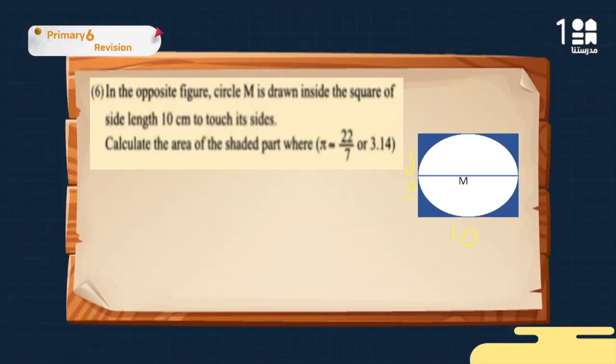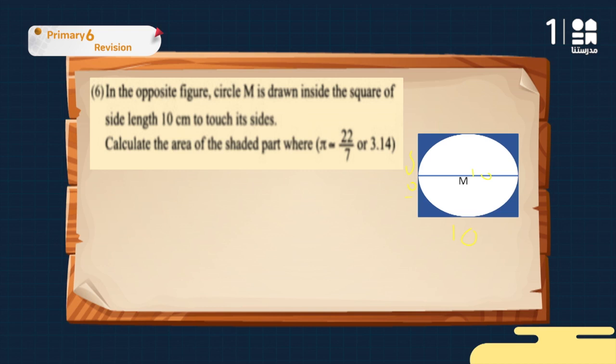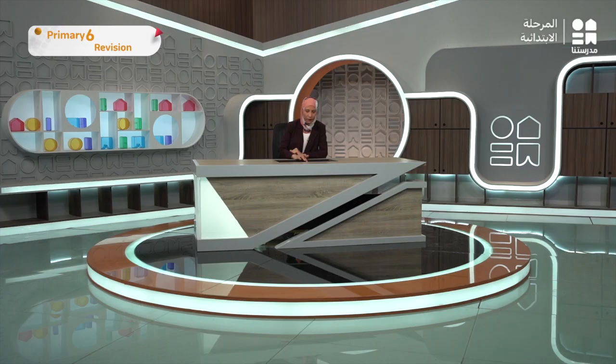So the diameter of my circle equals what? The diameter is touching the two sides of the square. It means the diameter equals the side of the square. So the diameter equals 10 centimeters. If I have a diameter, I can find the radius. Of course, the diameter divided by 2 gives me the radius, so it will be 5. Let's say it step by step.